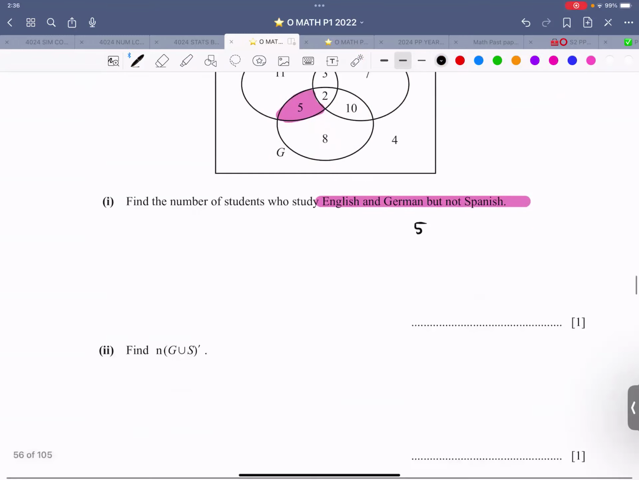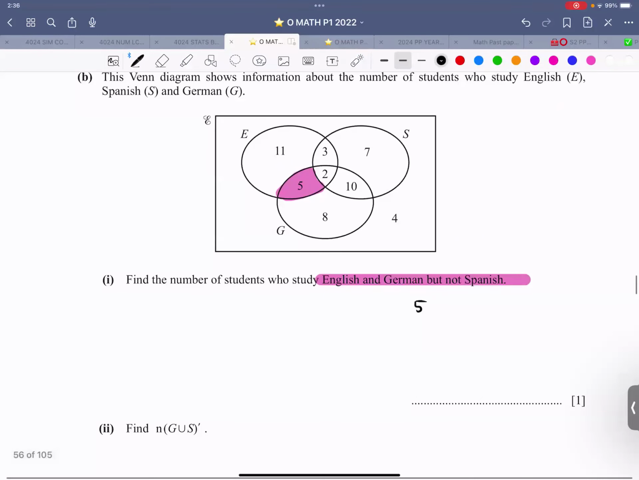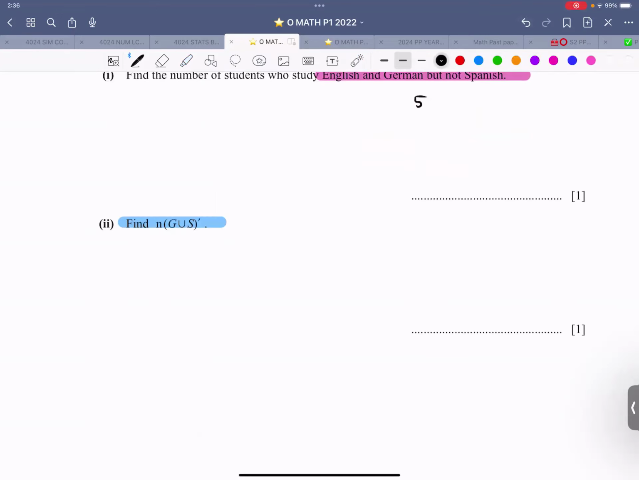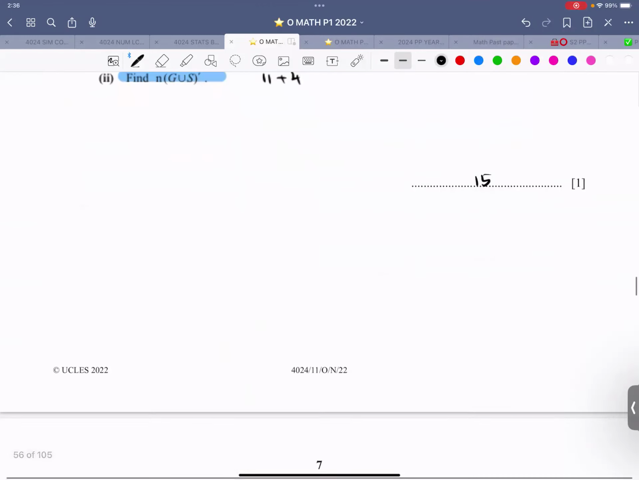Then it says G union S, the whole thing complement. So G union S, the whole thing complement is this and this. So therefore, that is this 11 people. They're not asking us to shade it. I'm just doing it for fun. And as well as these people that is on the outside. So 11 plus 4, that is 15. And don't forget to write 5 over here. So now question number 9 is done.